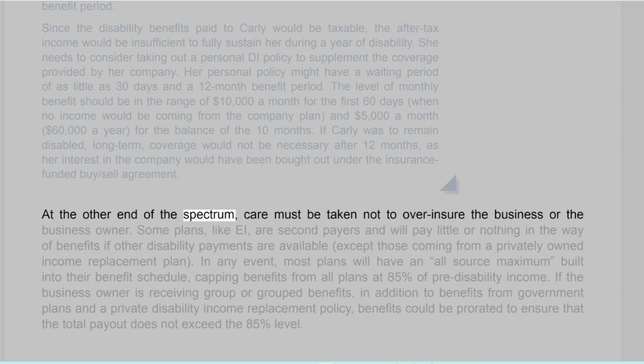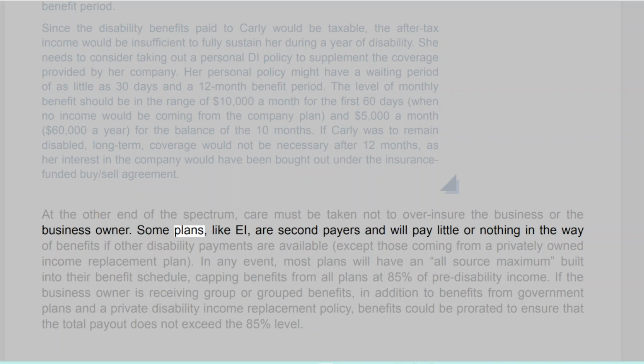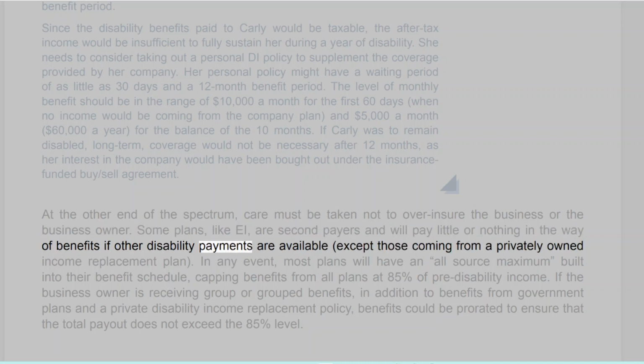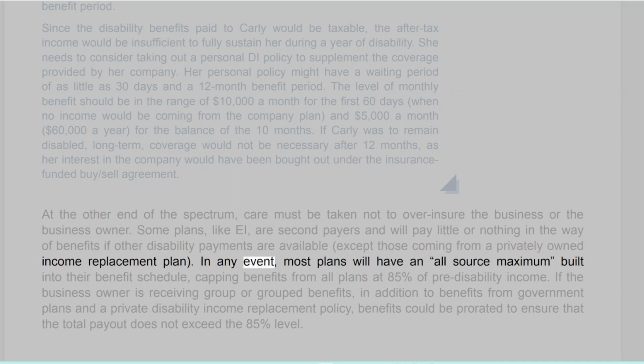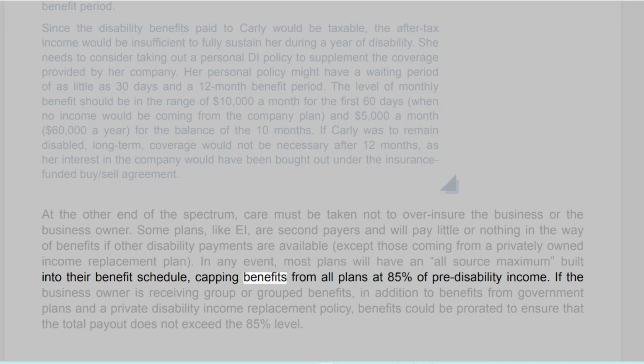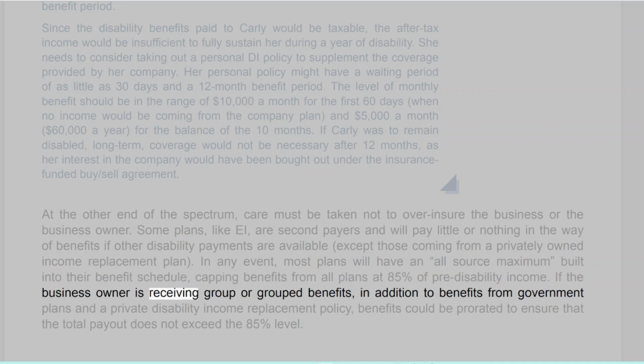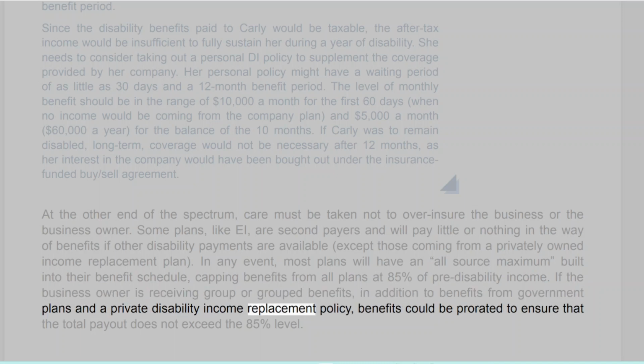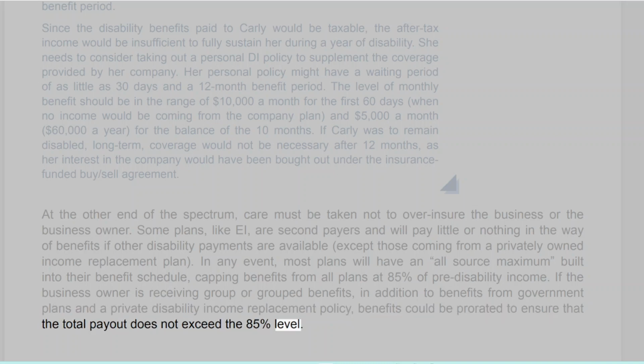At the other end of the spectrum, care must be taken not to overinsure the business or the business owner. Some plans, like EI, are second payers and will pay little or nothing in the way of benefits if other disability payments are available, except those coming from a privately owned income replacement plan. In any event, most plans will have an all-source maximum built into their benefit schedule, capping benefits from all plans at 85% of pre-disability income. If the business owner is receiving group or grouped benefits, in addition to benefits from government plans and a private disability income replacement policy, benefits could be prorated to ensure that the total payout does not exceed the 85% level.